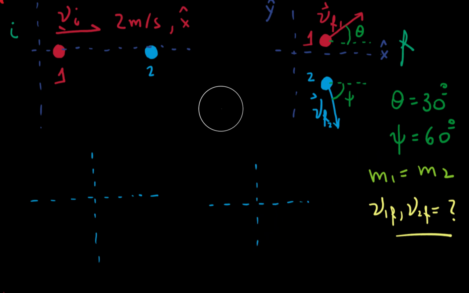Good. That should be good enough. And now I'm going to say, okay, well, this is x and y, and this is initial. This is x and y, and it's final.